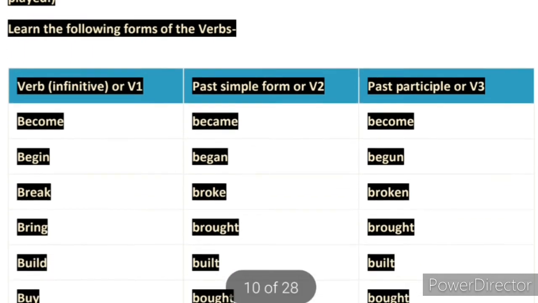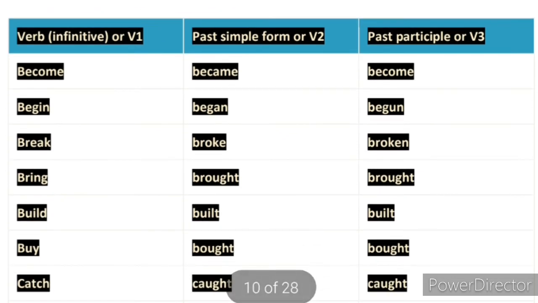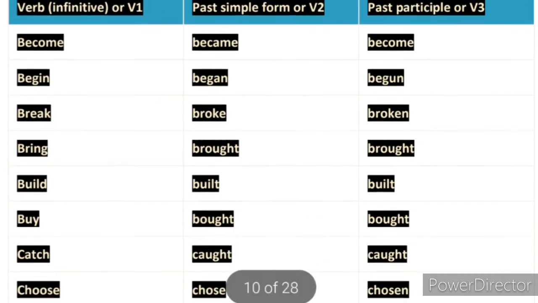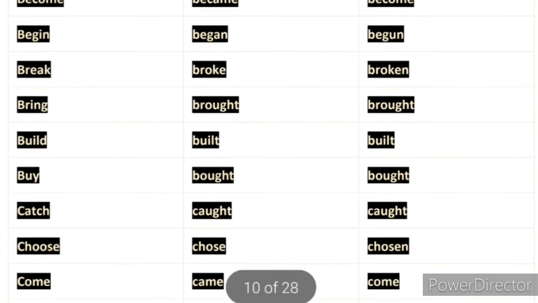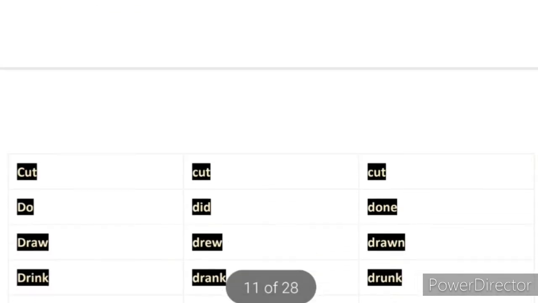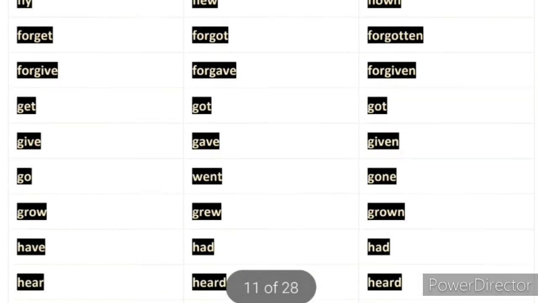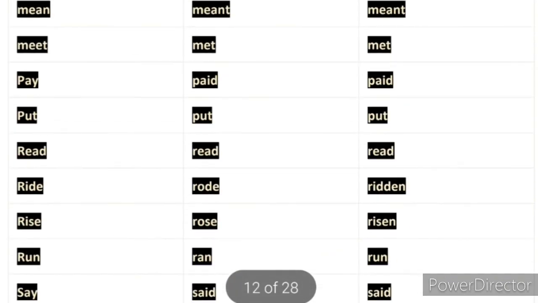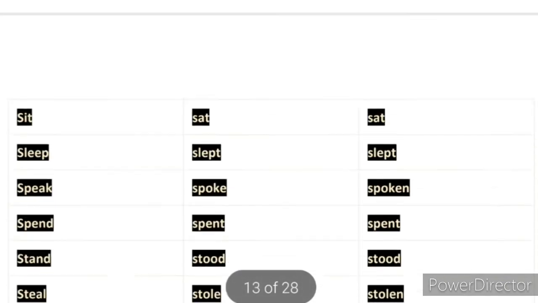So here the table is there. You are supposed to learn become, became, become, begin, began, begun, break, broke, broken. So in this way, this is a list that you are supposed to learn. It will help you. So I have prepared it.